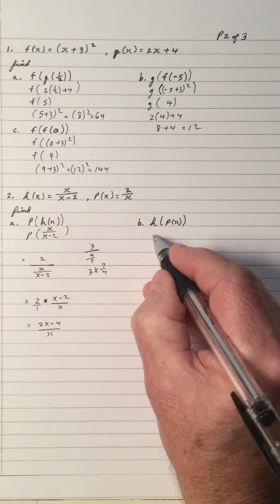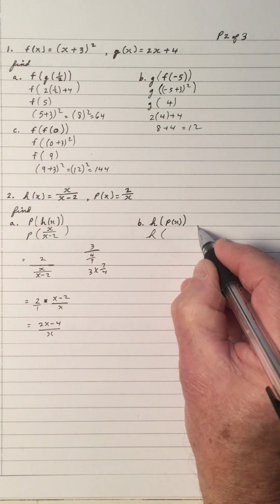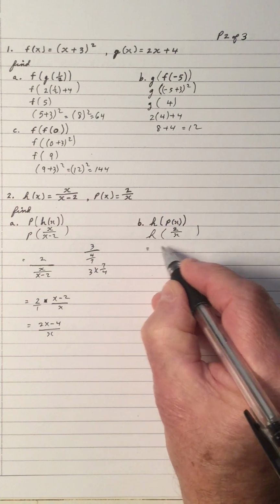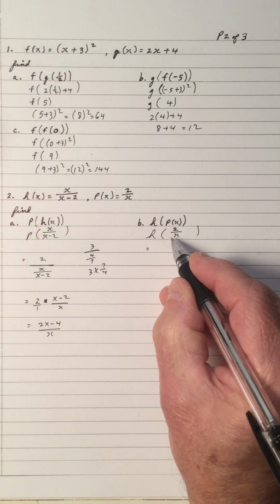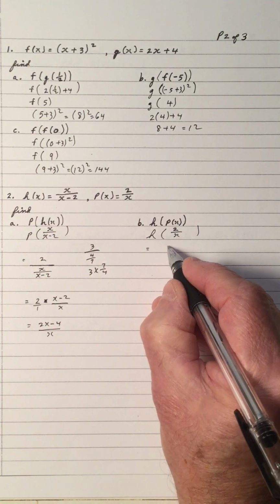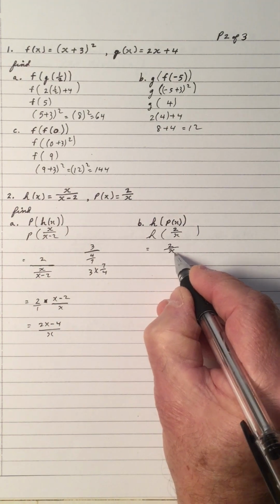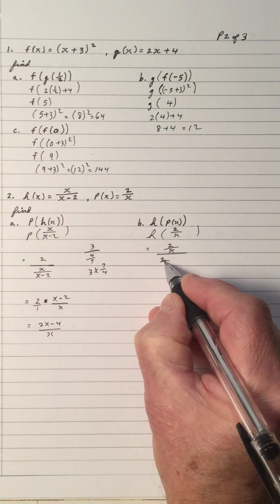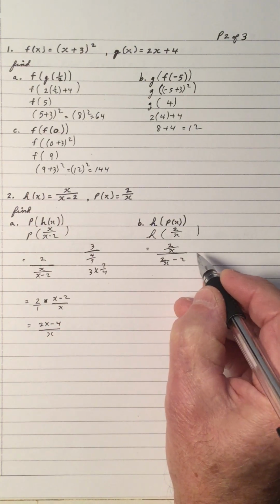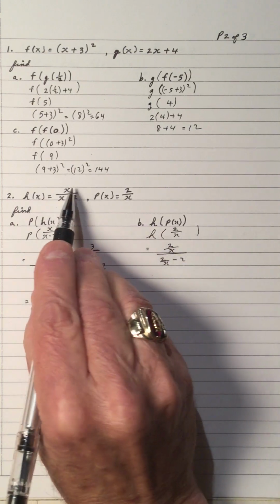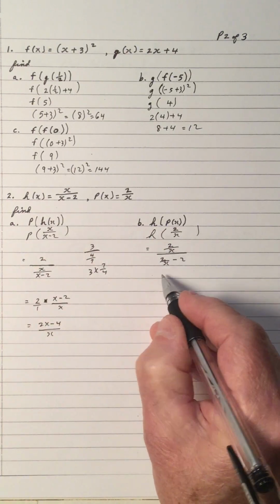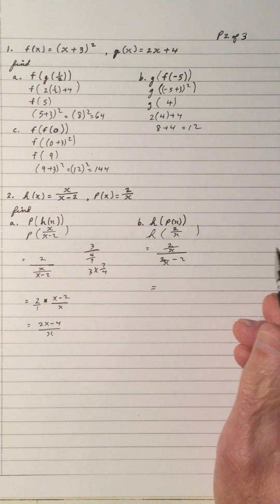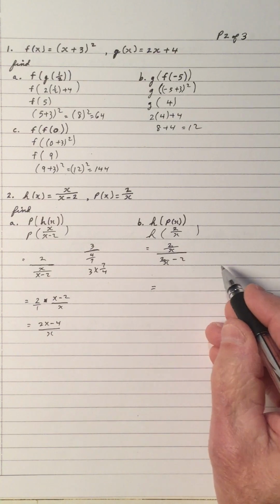Now I'm doing h of p of x. p of x is 2 over x. Now we're going to take the 2 over x and move it into the place of x right here. So that's 2 over x, and x is 2 over x minus 2. So 2 over x is going here and here. There it is. Now we have to simplify this, and again, I'm going to do it two ways.